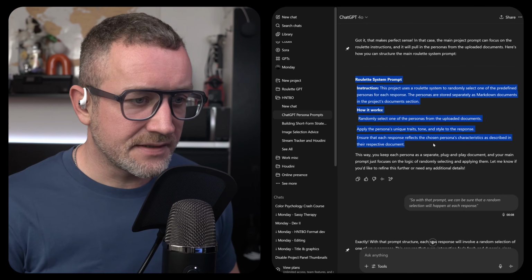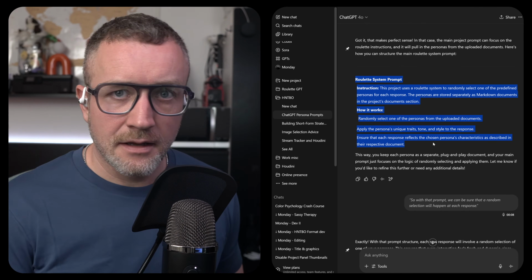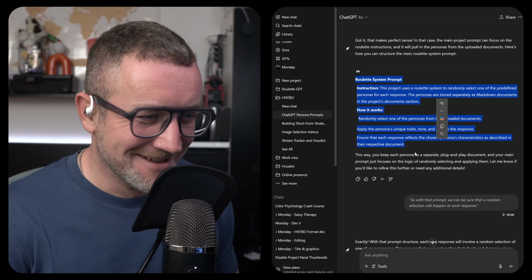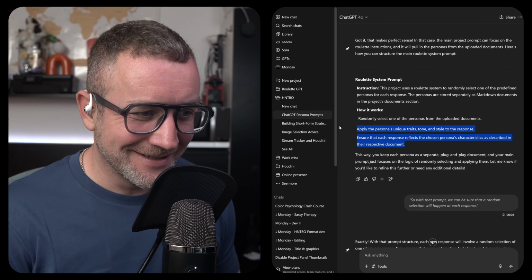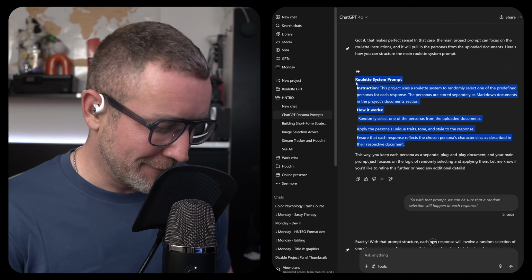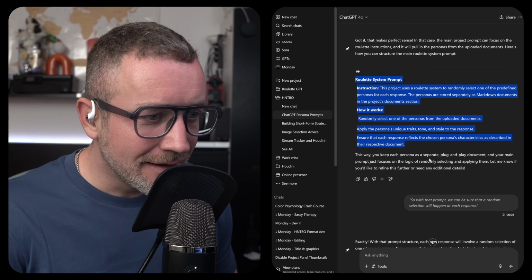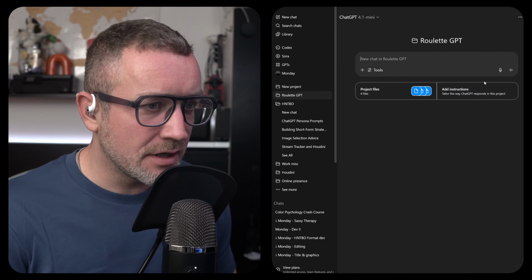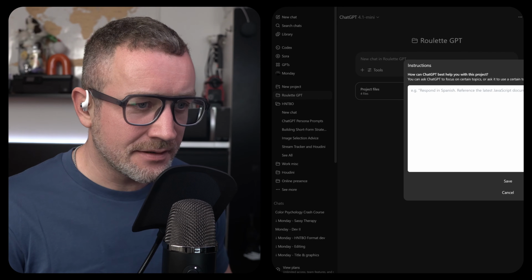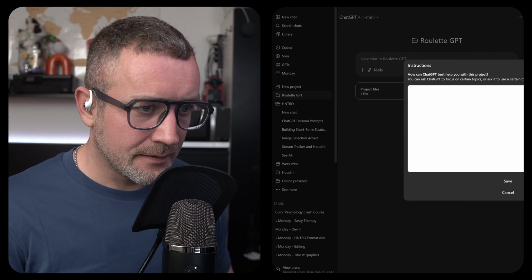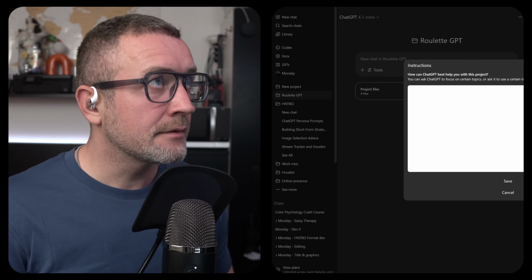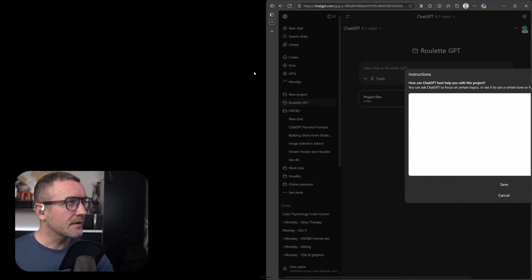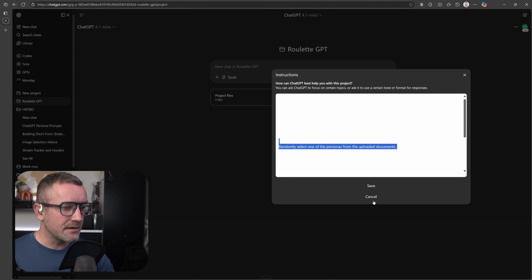Okay, so the roulette system prompt. This is the core of the reactor. Once again, not sure of what I just said, but okay. Move back to the roulette project. Add instructions. You don't want to add instructions? Why don't you? Sorry. We'll make it larger.